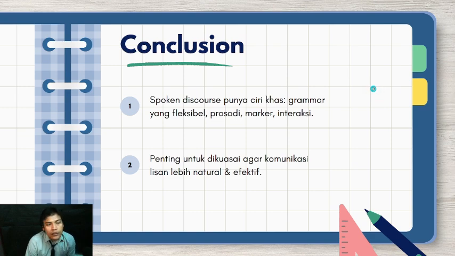Next, the conclusion. To conclude this presentation, spoken discourse has unique features that distinguish it from written language: flexible grammar, use of discourse markers, prosody, and interaction strategies. These aspects are essential for effective and natural communication in English.